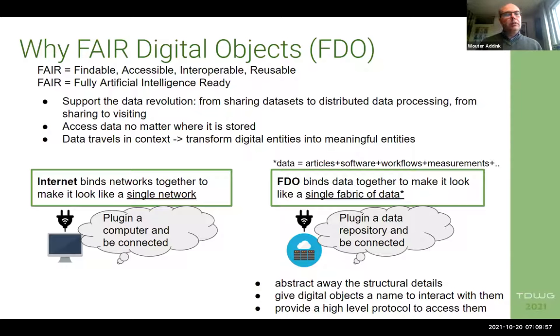To compare FDO, the FAIR digital objects infrastructure, with the internet: the internet is an abstraction layer that binds networks together to make it look like a single network. As was also presented earlier this week at the International Science Conference, the promise in the 80s was that you should be able to plug in a computer and just be connected to the internet without any hassle. FDO has the same kind of promise. It binds together the data to make it look like a single fabric of data, and you should be able to plug in your data set or data repository and just be connected to this data fabric.